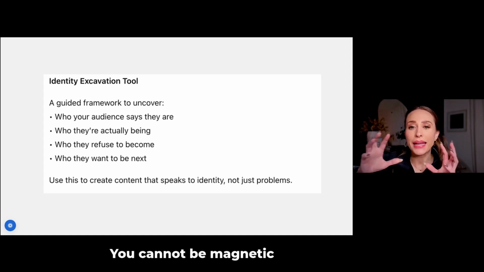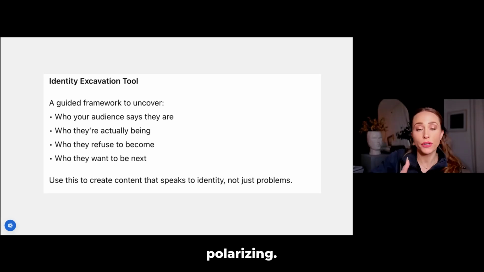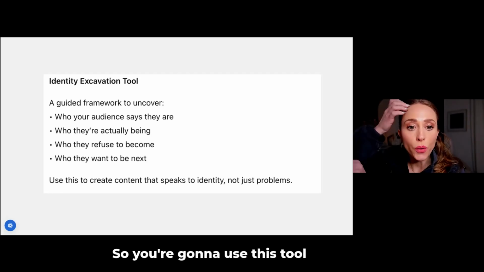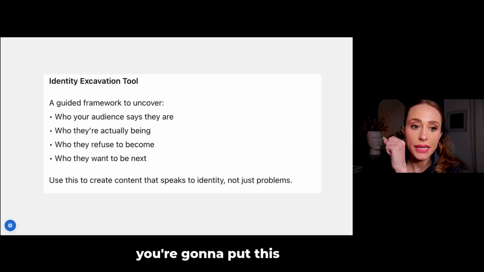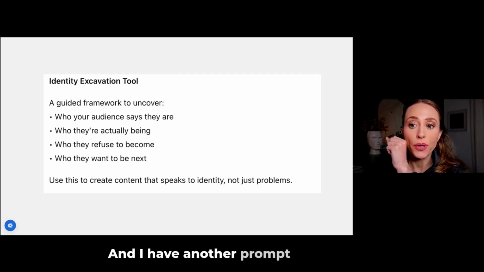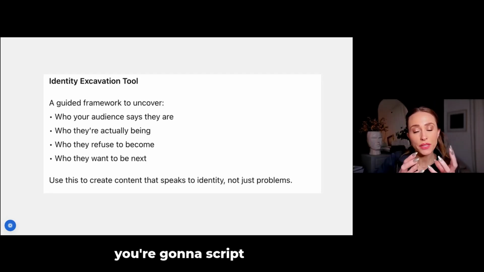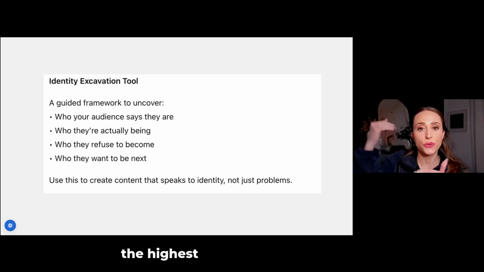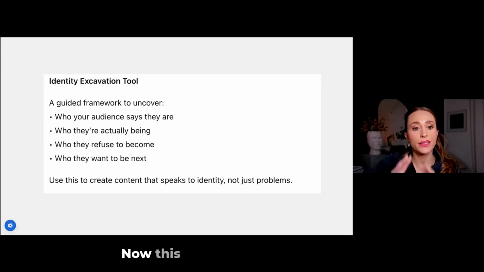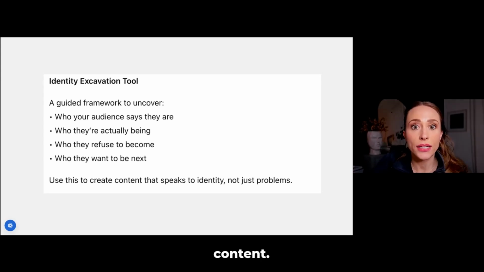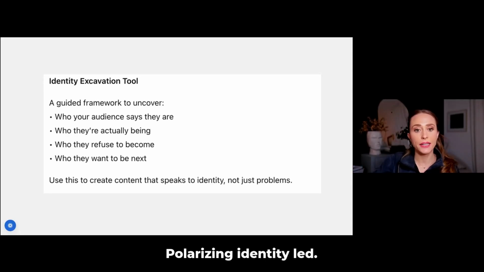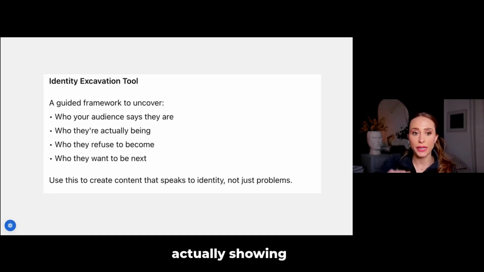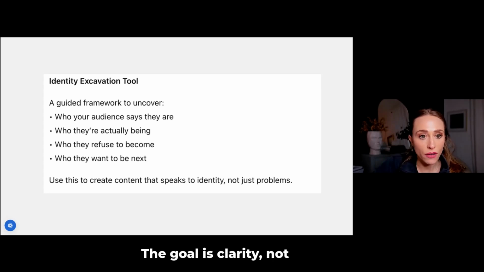You cannot be magnetic without being polarizing. It's just impossible. You can't please everyone. So you're going to use this tool and then you're going to put this into chat. And I have another prompt around how you're going to script the videos so that they are the most engaging and you have the highest retention time possible. Now, this is all for talking head style content, polarizing, identity led. Again, challenging the gap between who they say they are and how they're actually showing up. The goal is clarity, not virality.